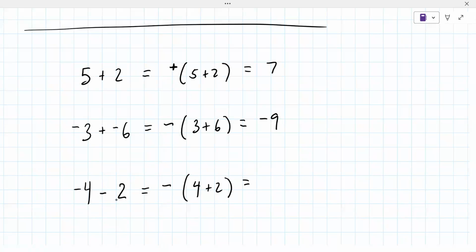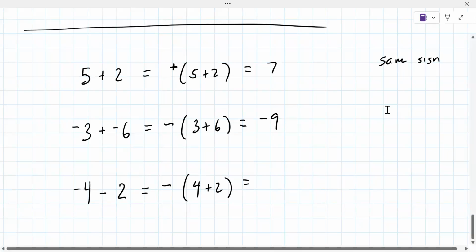Because they're the same sign. These are all the same sign. Okay, so anytime it's the same sign, you add it. It doesn't matter if they're both positive or they're both negative, you add. So this becomes -6.